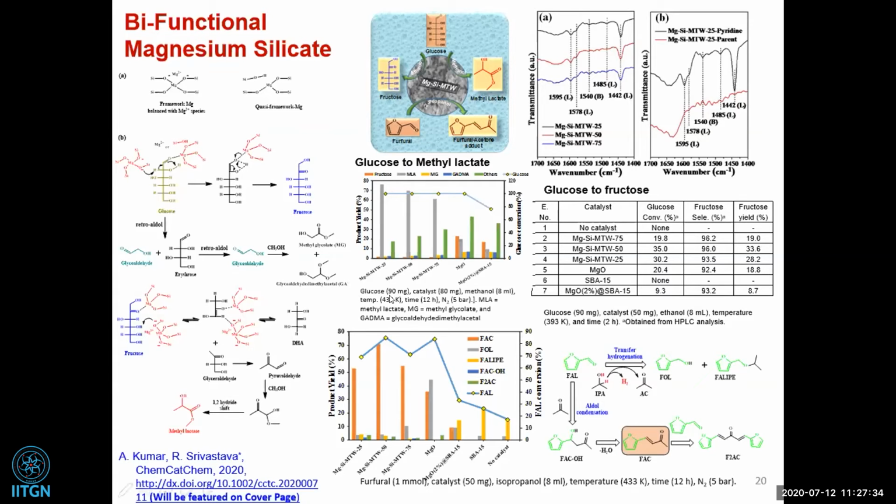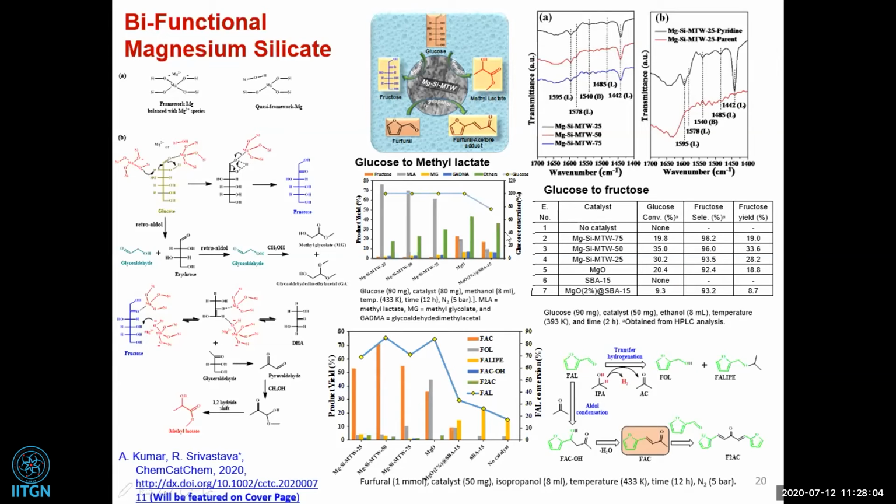Another strategy is that you can also use base. Base can also convert glucose to fructose. If you can see here, magnesium oxide can convert glucose to fructose. But what we did was we prepared magnesium silicate. What does magnesium silicate impart? Magnesium silicate gives Lewis acidity. You can see that in the pyridine IR. It has Lewis acidity and very minimal Bronsted acidity. And because of this Lewis acidity and basicity, it exhibited very good selectivity for fructose.